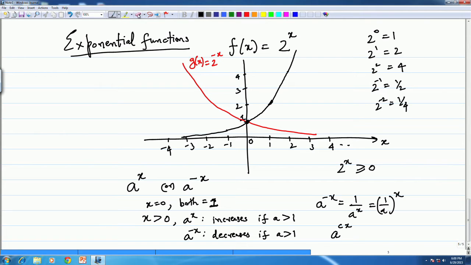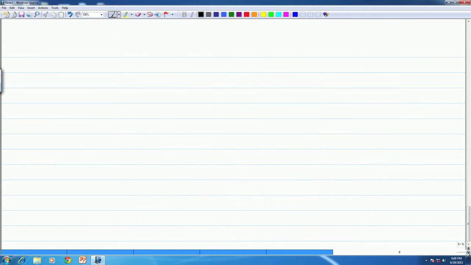So, maybe I should take this example in more detail. This is an important function to get your head around. So, let us look at this function f of x equals a power cx. Now, f of 0 is going to be 1, for whatever value of a, whatever value of c, it is going to be equal to 1.